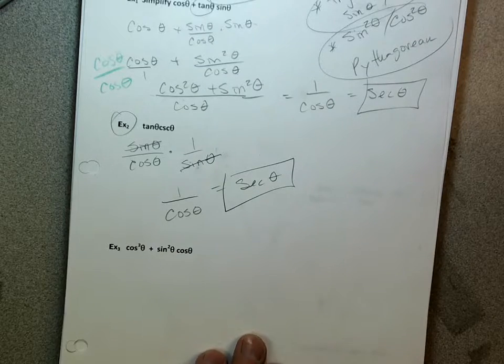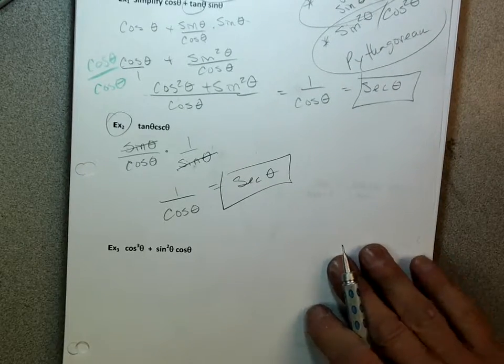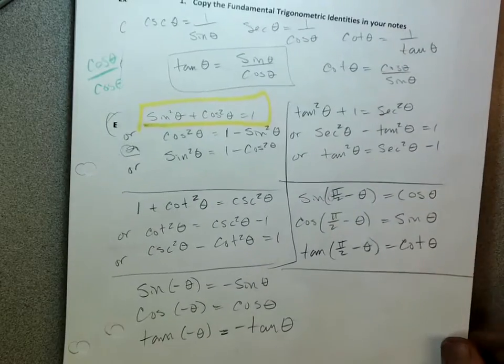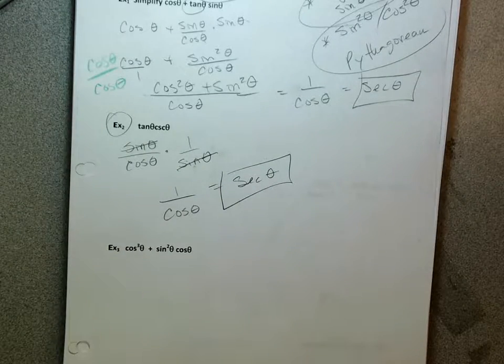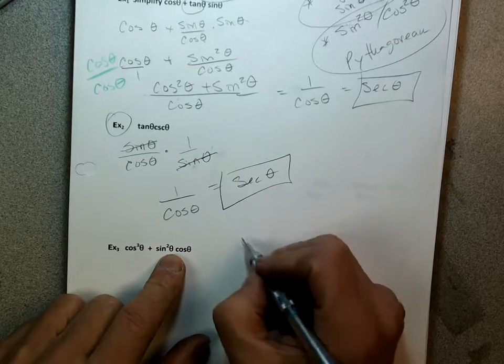Okay, example 3. You guys ready for example 3? These are tricky. You have to really search for the identities on your identity sheet to be able to do these. Right off the bat, before I do this one, there's definitely a trick. So they're not easy.